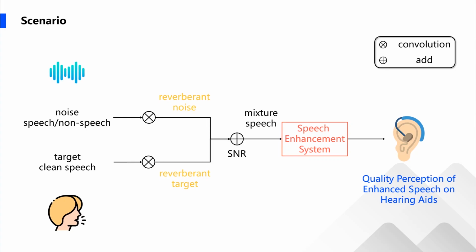For the challenge scenario, clean speech and point source noise are both convolved with the corresponding room impulse response. Then the reverberant noise is scaled to achieve the desired signal-to-noise ratio of the mixture speech. Therefore, we have to design a speech enhancement system to improve the quality perception of hearing aid devices.